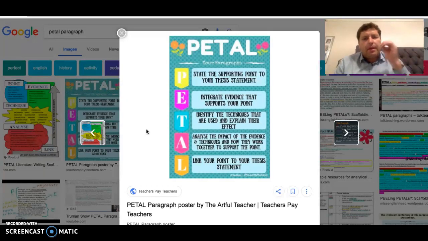Good luck with that. But ask yourself this: what do you want to say about the novel? What do you feel is important with this novel? That's where your thesis comes from, that personal engagement.